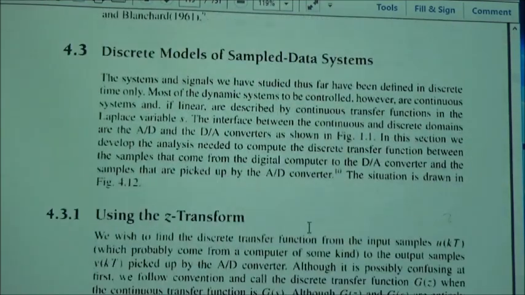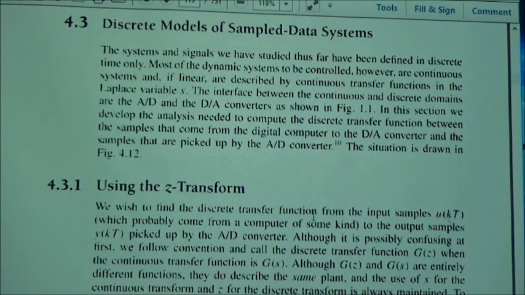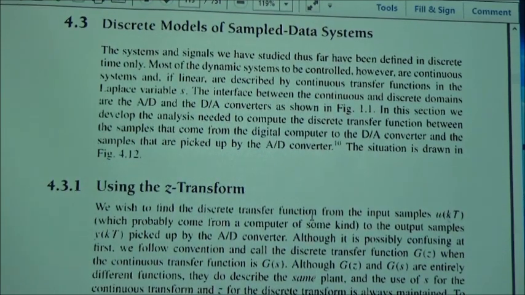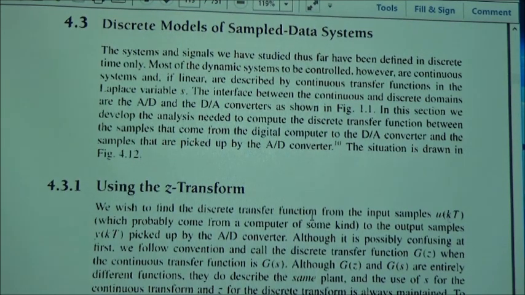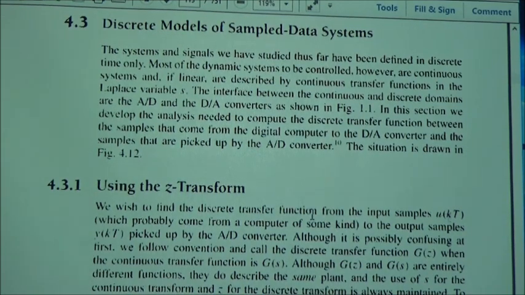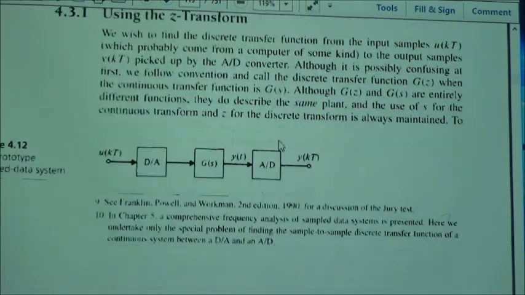Okay, now we saw before that we defined a system to be a sampled data system if you have a combination of continuous time and discrete time in the same block diagram, in the same system. In other words, you have some blocks that are analog and some blocks that are digital, and they are connected together by A to D and D to A converters. So now we want to basically look at those kinds of systems.